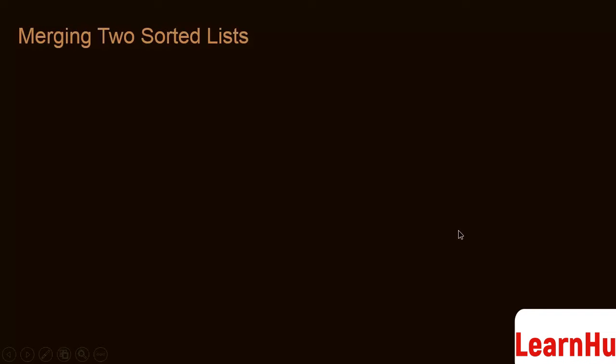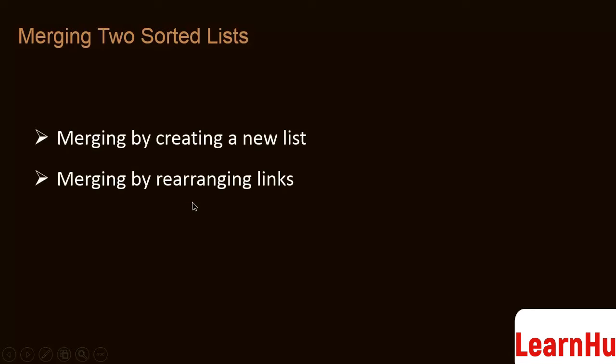In this video, we'll see how to merge two sorted linked lists. We'll see two ways of doing this. First is by creating a new list, and the second is by rearranging links. In the first case, the original lists will not change because we'll create a new list by allocating new nodes. And in the second case, the original lists will change because we'll rearrange the links of the original lists. This method we'll use in the merge sort algorithm.